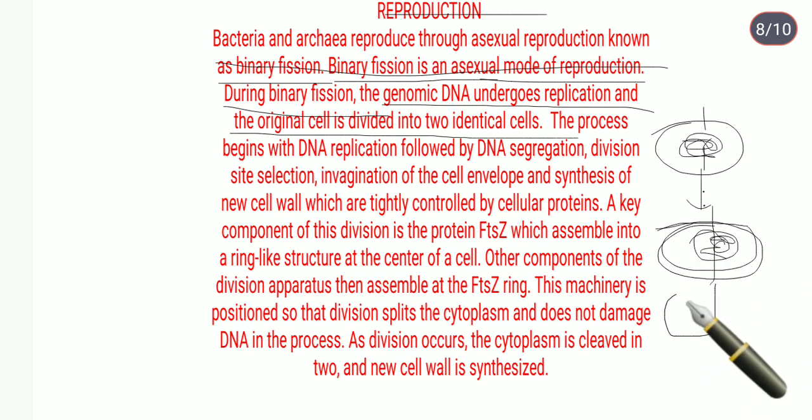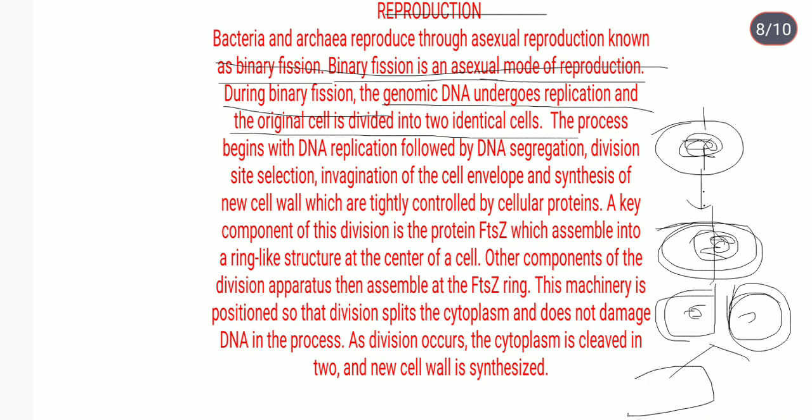And this genomic DNA is divided and forms two separate DNA structures, and these are the two separate cell walls, and these form separate bacterial cells. These all are the process of binary fission. First of all, binary fission begins when DNA replicates, followed by DNA segregation, division site selection, invagination of the cell envelope, and synthesis of new cell wall, which are tightly controlled by cellular proteins.